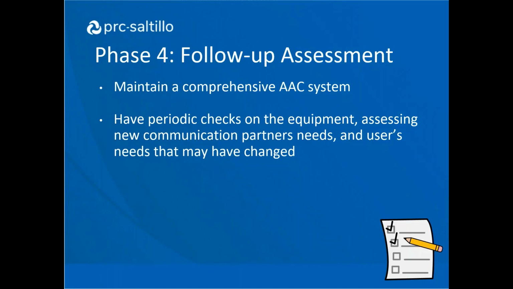All right. So then phase 4 is that follow-up assessment that we talked about that we're not going to dive into too much today, but it's that ongoing dynamic assessment. We're always tweaking things to grow. Maybe we had hidden some stuff and now we know they need access to more. And so those periodic check-ins on the equipment, assessing new communication partners, training needs, their needs, all of that. Has access changed? You name it, we want to keep looking at it and making changes if needed.